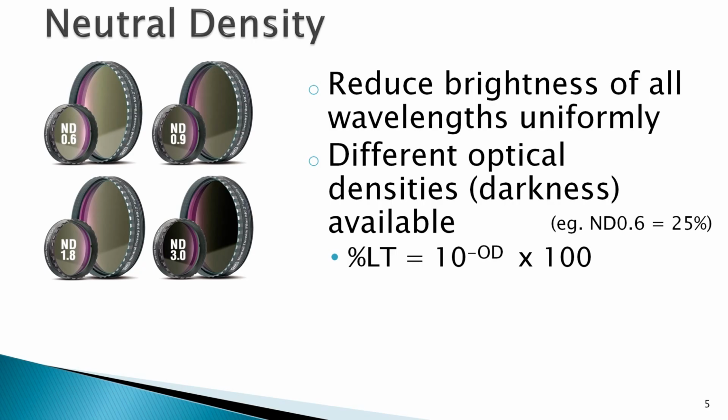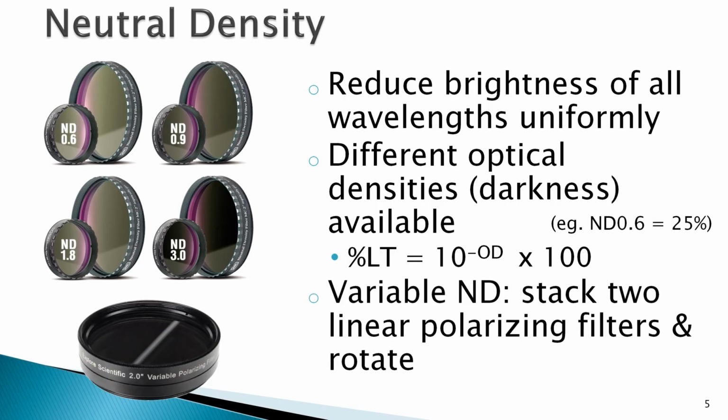Another option for reducing the brightness of what you are observing is to use a variable polarizing filter. This filter is in fact two linear polarizing filters stacked on top of each other. As you rotate one filter relative to the other, you change how dark the filter is. Many observers prefer the flexibility of a variable polarizing filter over having a selection of ND filters with varying optical densities.